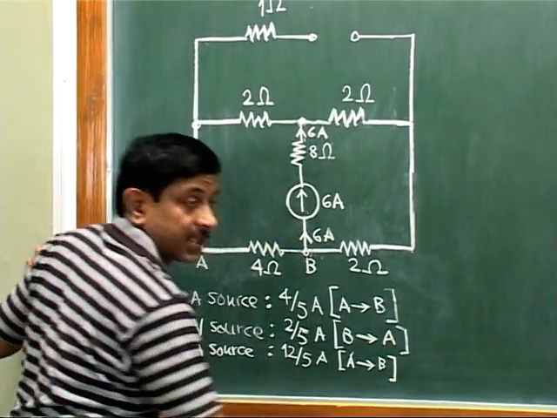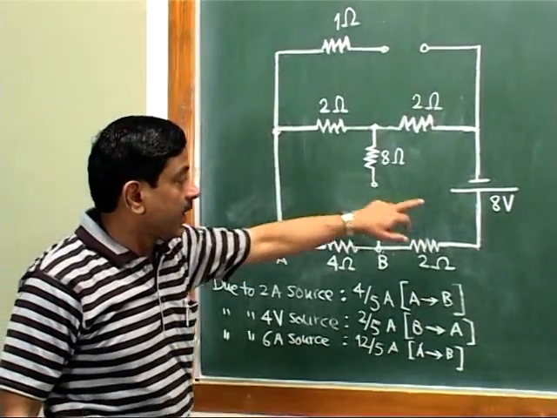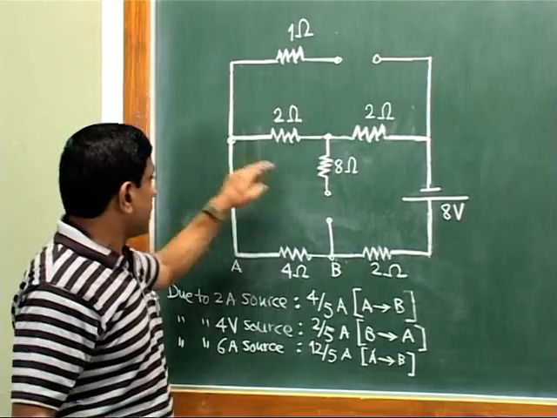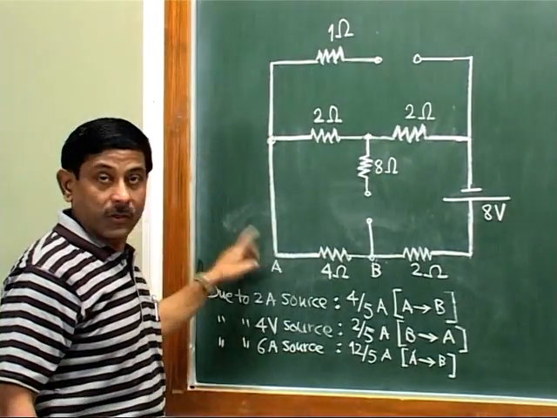And now the fourth source is remaining. Now this will be the circuit for the 8 volt source. Again we have open circuited the two current sources and we have short circuited the 4 volt source towards the left.